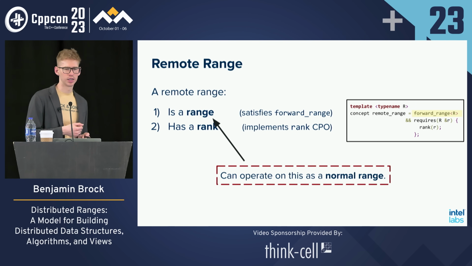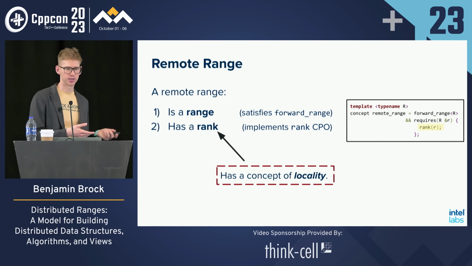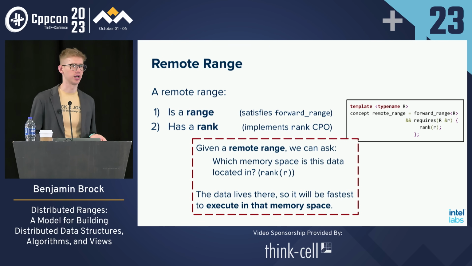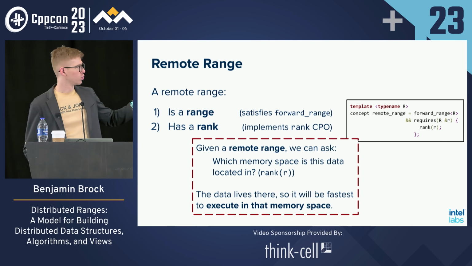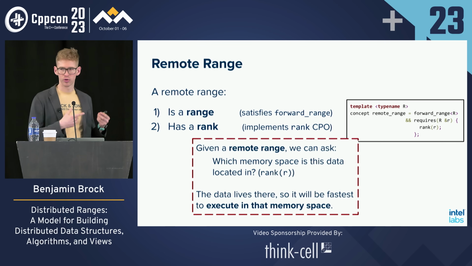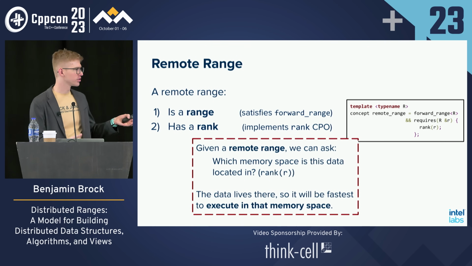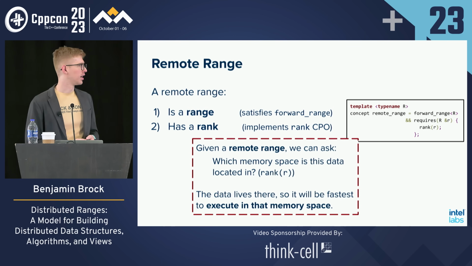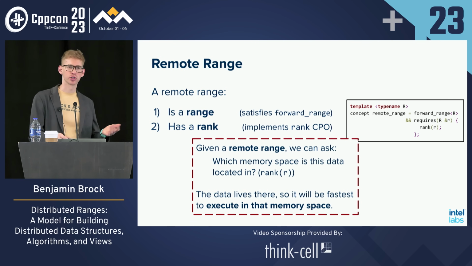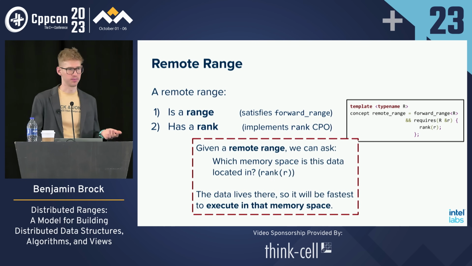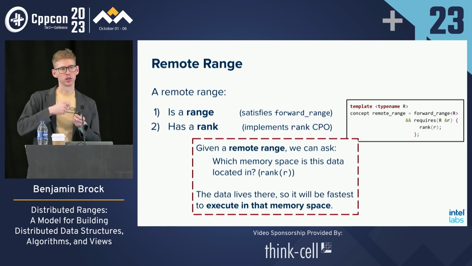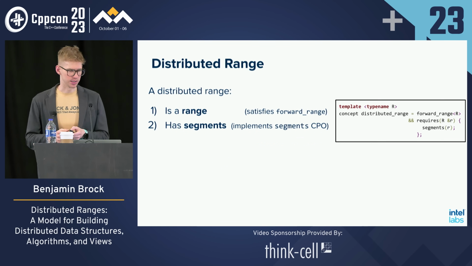So given that we have a remote range, we can say, where is this remote range? And where do we want to operate on it? This rank customization point returns some implementation-defined information about where the data is stored. For us, it is a weakly incrementable value, basically an integer, that gives the implementation some information about where it's stored. I do think we could formalize this further. But we can now essentially ask, given a remote range, which of my execution agents do I want to execute on? And then if we have, say, a GPU with two different tiles, we can launch our kernel on the right tile based on where the data is.